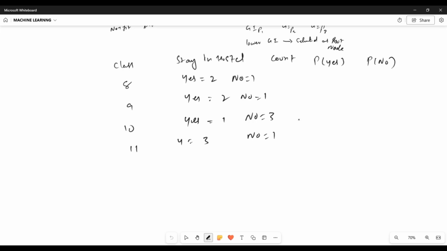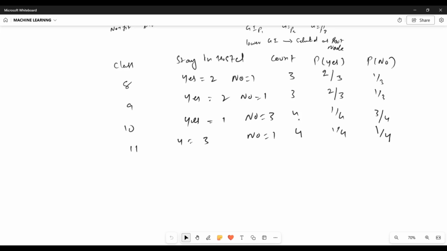So what is the count? Here the total number of students is 3, 3, 4 and 4. Now what is the probability that a student of class 8 stays in hostel? The value for S is 2 and the total count is 3. Similarly, the probabilities are 2 by 3, 1 by 3, 3 by 4, 1 by 4. This is how we are going to calculate these values.